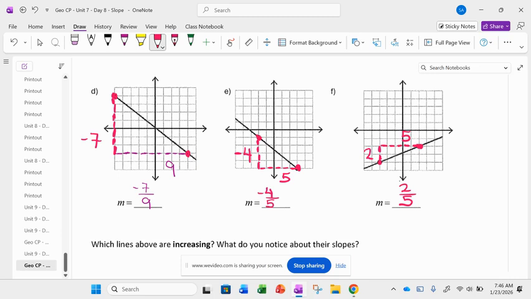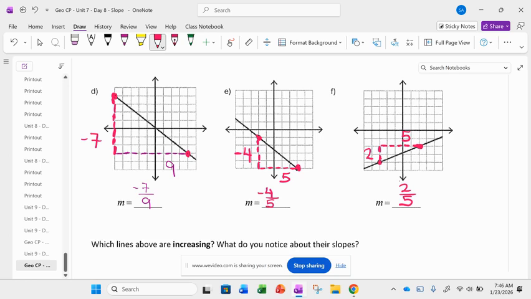Just like we read in English, right? When we take a book and we read in English, we read left to right. Well, we read a graph left to right. So do we agree that in D, from left to right, that line is going down? In E, from left to right, that line is going down. But in F, from left to right, that line is going up.